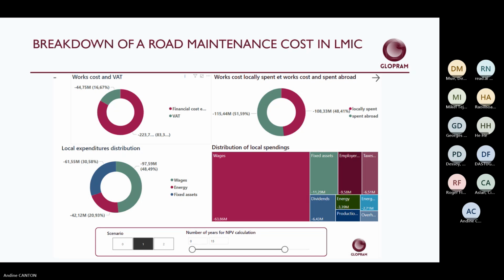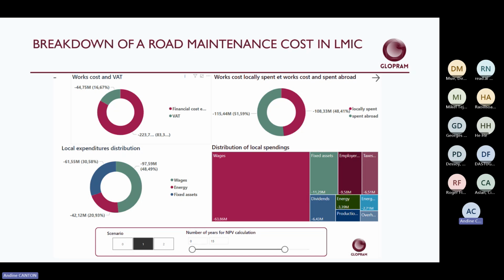So, what about the costs? Work cost and VAT. You see on the top left, the VAT is an important part of the cost. And when using Piron, I remember very well having had this discussion 5 to 6 years ago. Should the VAT be taken into account in the Piron or not?